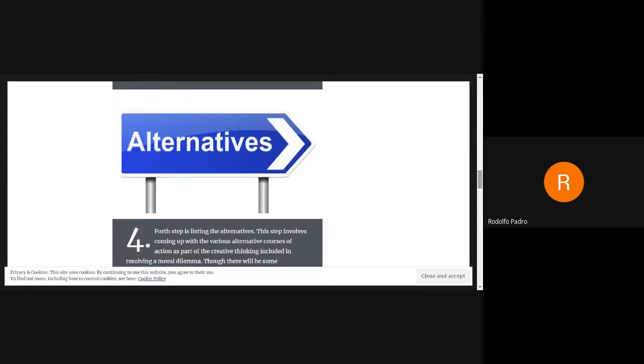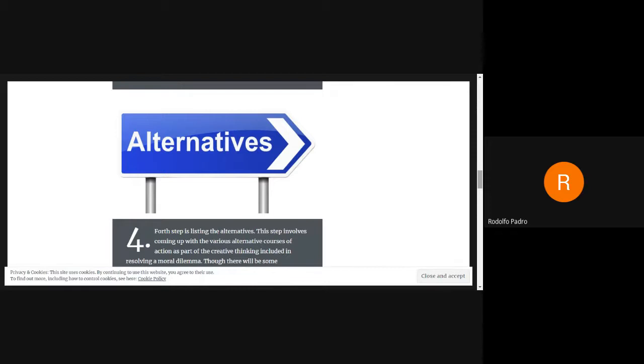Next follows what we call alternatives. So the fourth step is listing the alternatives. When we make choices, we always have an alternative, for example plan A, plan B, plan C. Even now, in our presidential race, we have a lot of choices. As much as possible, everybody is encouraged, when planning a solution to a problem, to have many choices available.